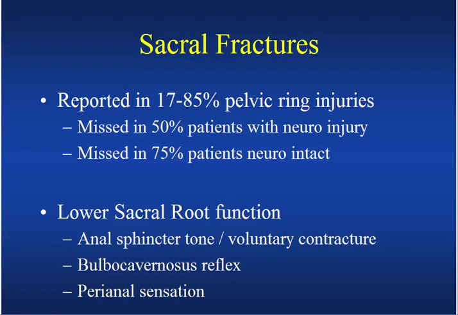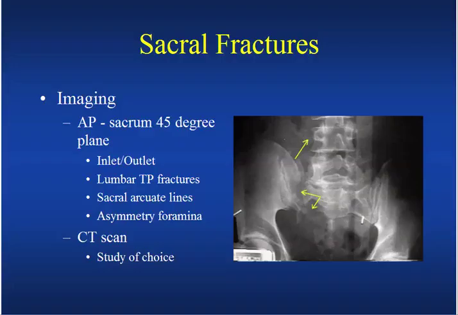Sacral fractures, the last thing to talk about, are reported in up to 70 to 85% of pelvic ring injuries. They can be missed in 50% of patients that present with neurologic injury, and in up to 75% of patients that present neurologically intact. Lower sacral root function is responsible for anal sphincter tone, voluntary contracture, the bulbocavernosus reflex, and perianal sensation. If these lower sacral roots are disrupted, these are the types of long-term deficits you can expect.